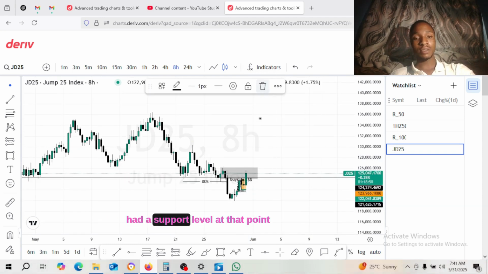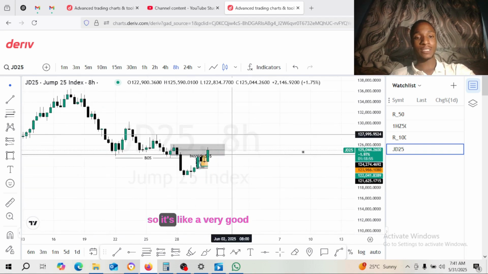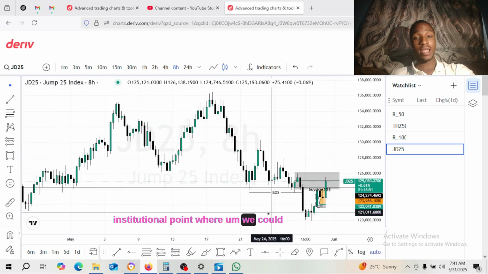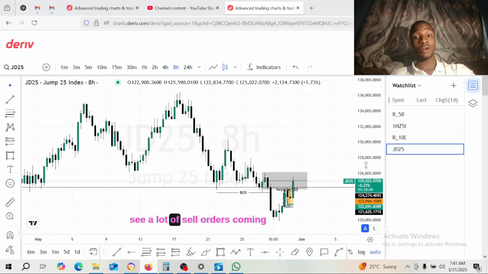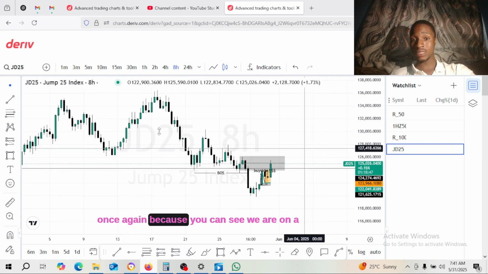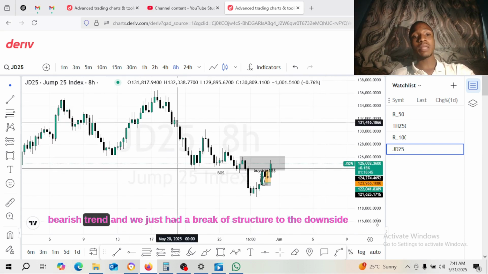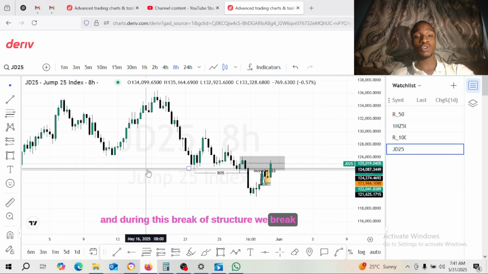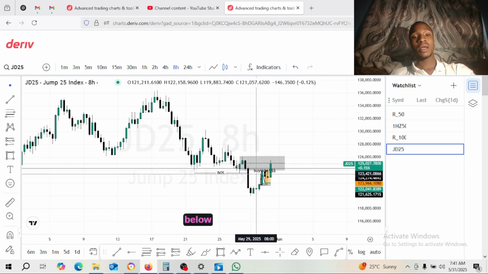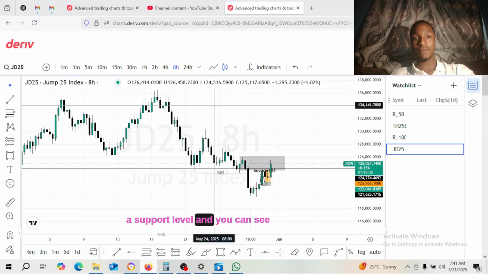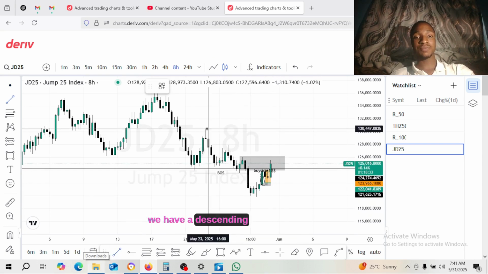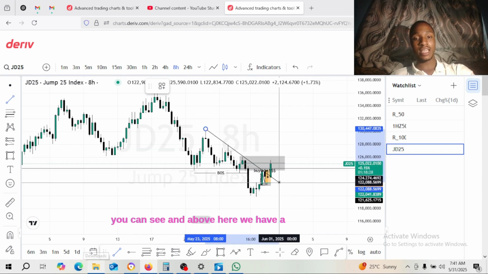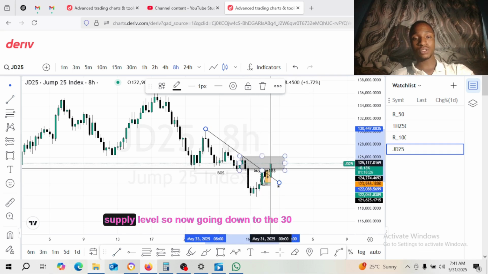We had a support level at that point, so it's a very good institutional point where we could see a lot of sell orders coming once again, because you can see we are on a bearish trend and we just had a break of structure to the downside. During this break of structure we break below a support level, and you can see we have a descending trend line channel, and above here we have a supply level.